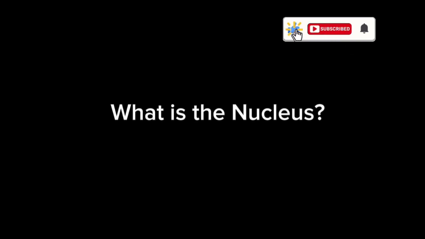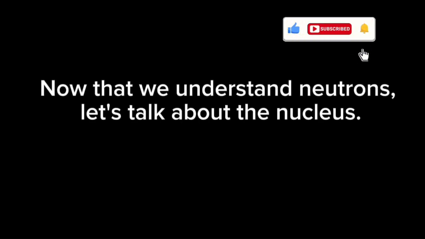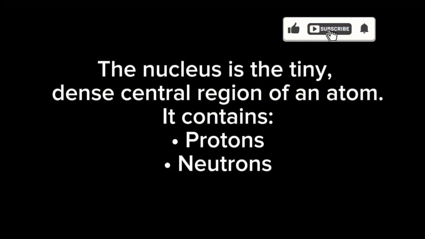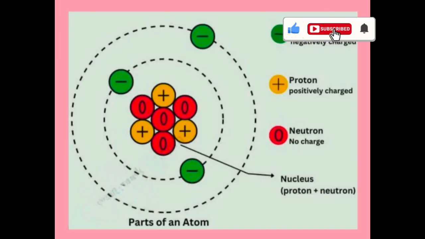What is the nucleus? Now that we understand neutrons, let's talk about the nucleus. The nucleus is the tiny dense central region of an atom. It contains protons and neutrons. Although the nucleus occupies only a very small portion of the atom's volume, it contains almost all of the atom's mass. You can think of the nucleus as the core of the atom. Everything else, including electrons, exists around it.